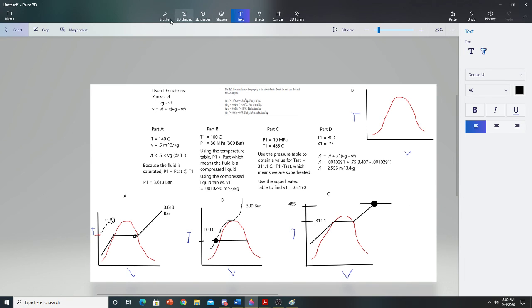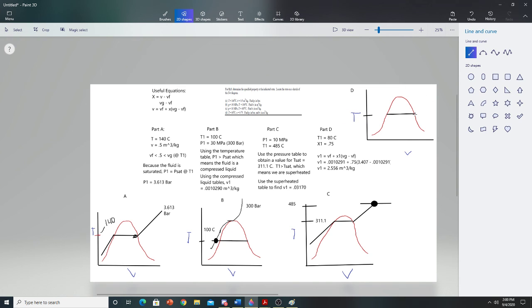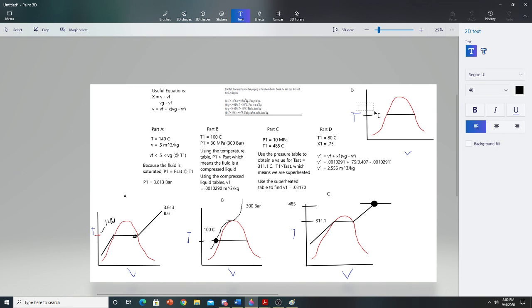Now the last one. Over here, we have quality of 0.75, which means that we are inside the umbrella once again. I'm going to draw our line here, which is where we're going to start. So that is our temperature of 80. So 80 is that first line I drew. 80 degrees C, which is that first temperature, is right here.